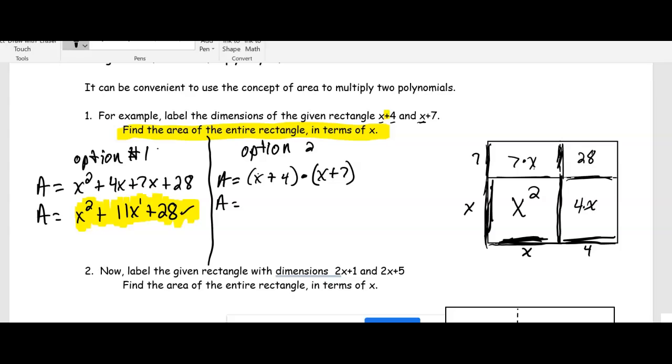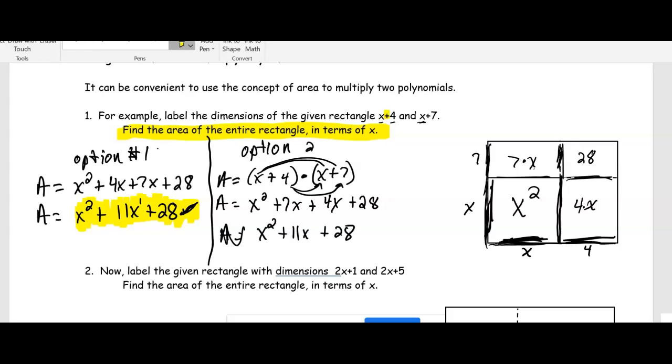And then hopefully we get the same thing over here. You know you're right if you get the same answer we just got. We would do our x and the x, so 7x, plus the 4 and the x, and the 4 and the 7 to make 28. Add up our like terms, get 11x plus 28. And this answer is the exact same answer as the one that we got over here.